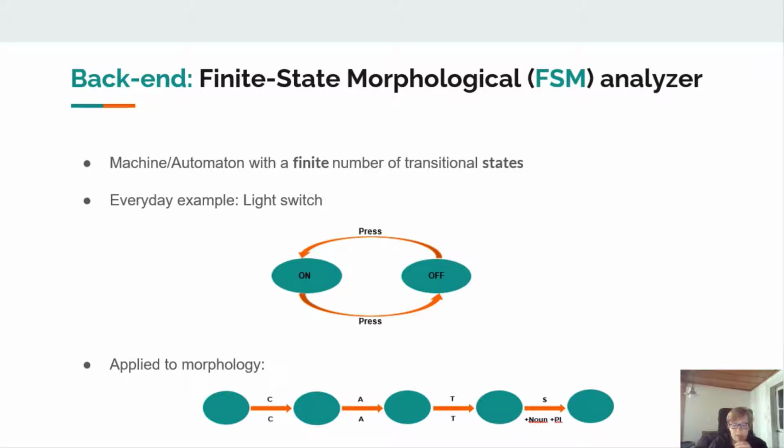Now this technique can be applied to morphology, where the transitions correspond to lexical items and descriptions of these items represented by tags. For example, the finite state machine here contains the string cats by using 4 transitions and 5 states, and it also includes the morphological tags plus noun and plural. So it also gives us information about this lexical string.